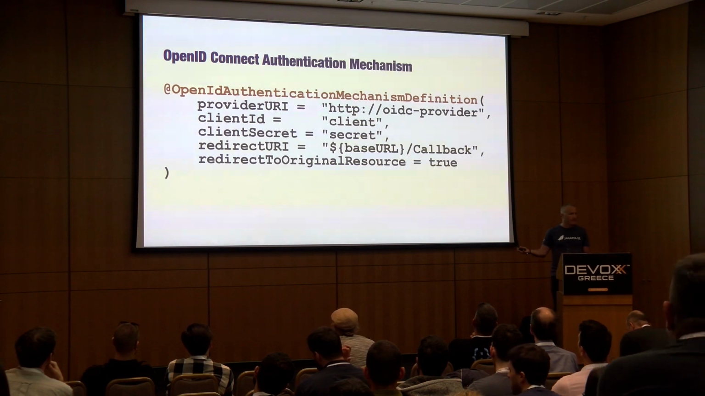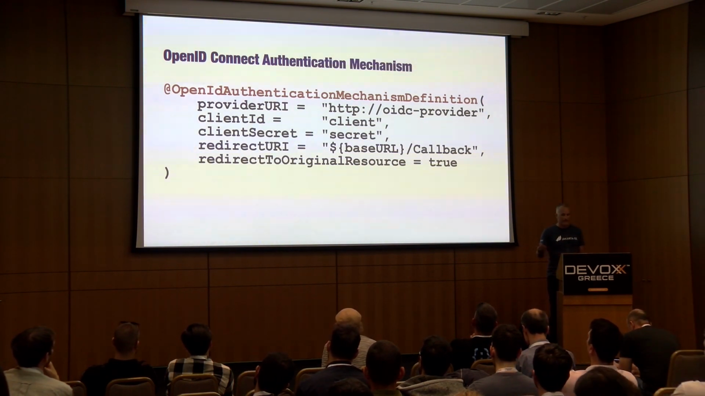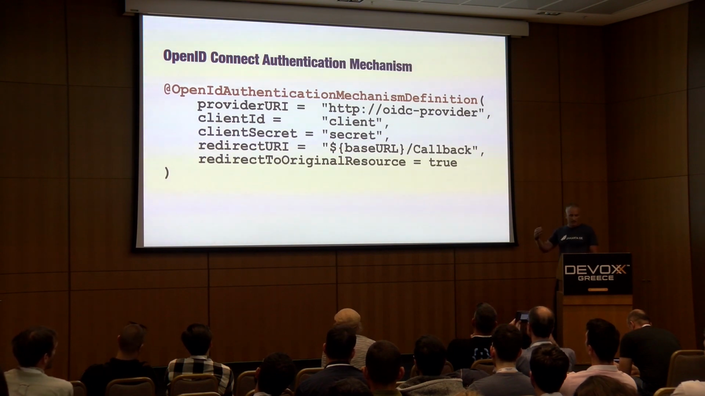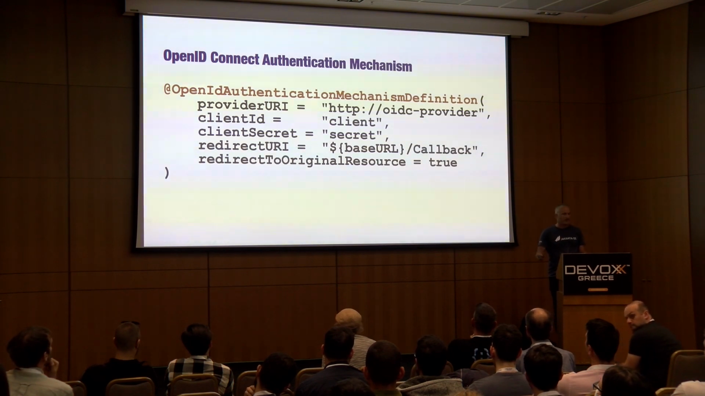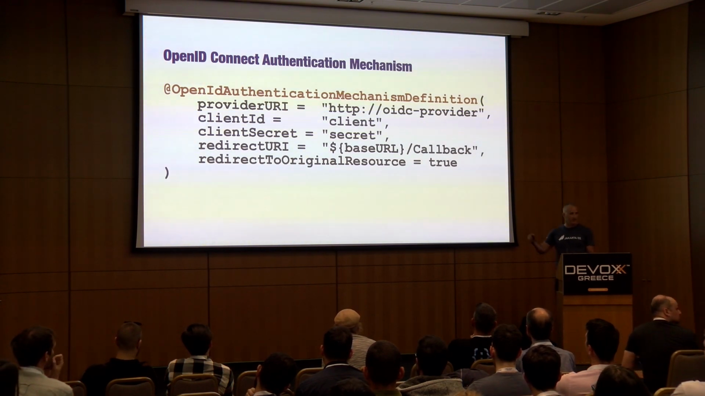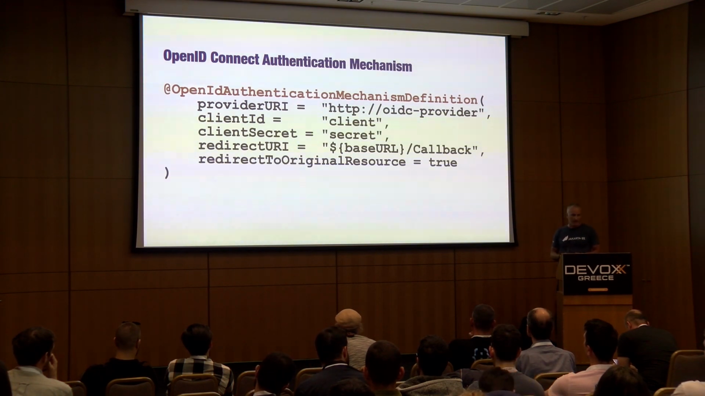And this is how you would define the OpenID Connect authentication mechanism in a standard way. And you can see we like the short version of the annotations. So OpenIdAuthenticationMechanismDefinition, that's the annotation you would put in your code. And you have a bunch of properties where you can define how you would interact with the actual authentication of OpenID Connect, or the provider.